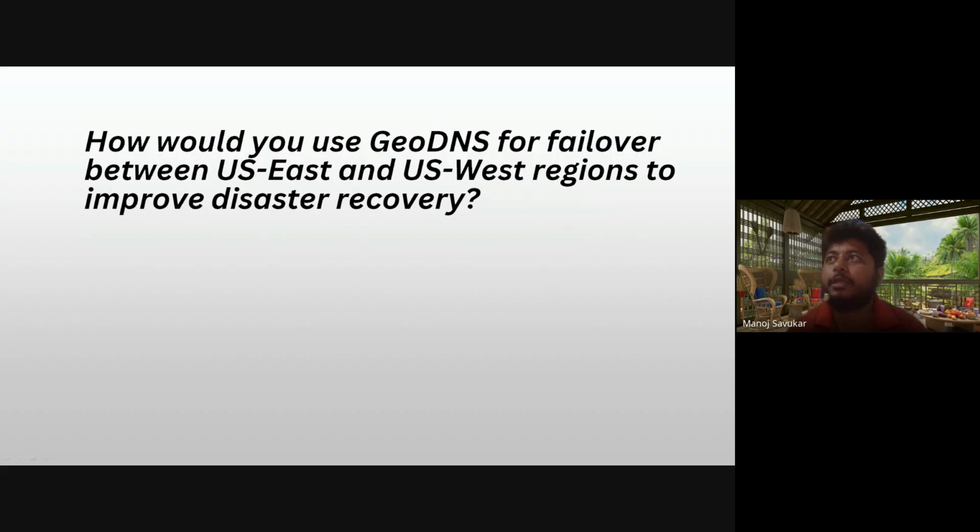Okay, hi Pradnya. The question is, how would you use GeoDNS for a failover between east and west regions during disaster recovery? Whenever we deploy any application in a company, we deploy it in disaster recovery mode. Meaning if one application fails, then our standby or backup site should be up and running and serve during that downtime. So how would you achieve this using GeoDNS?